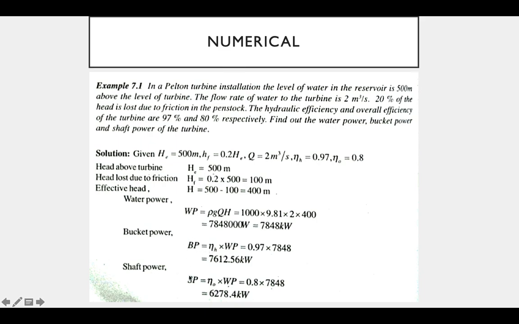Then you have to find out shaft power. From overall efficiency you can find out shaft power. Overall efficiency is equal to shaft power by water power. So using that expression you can find out the shaft power.